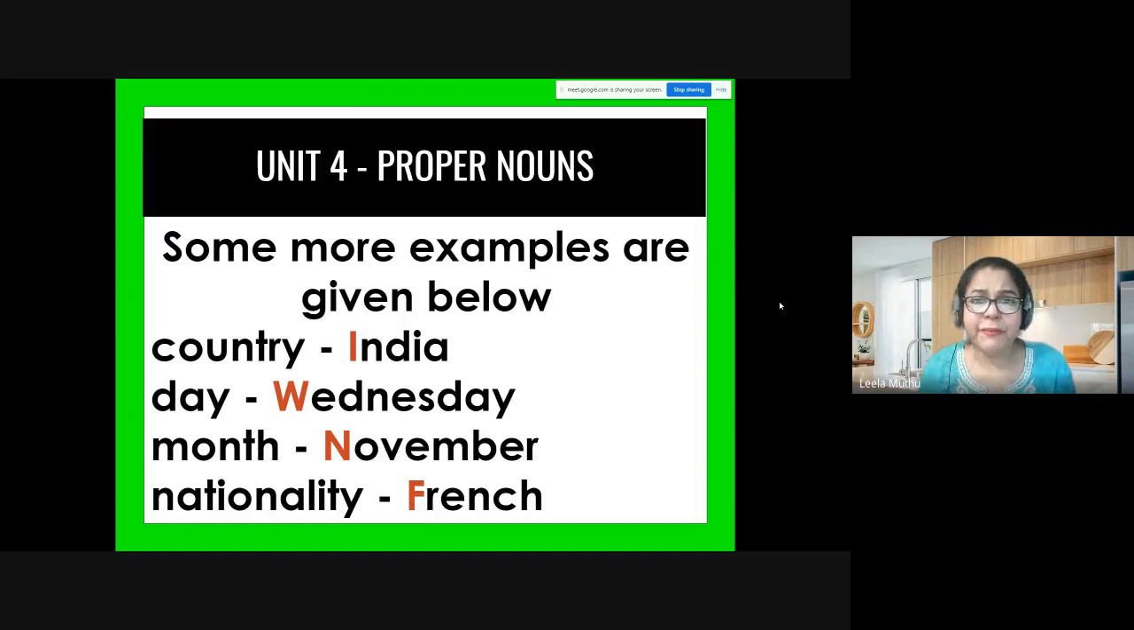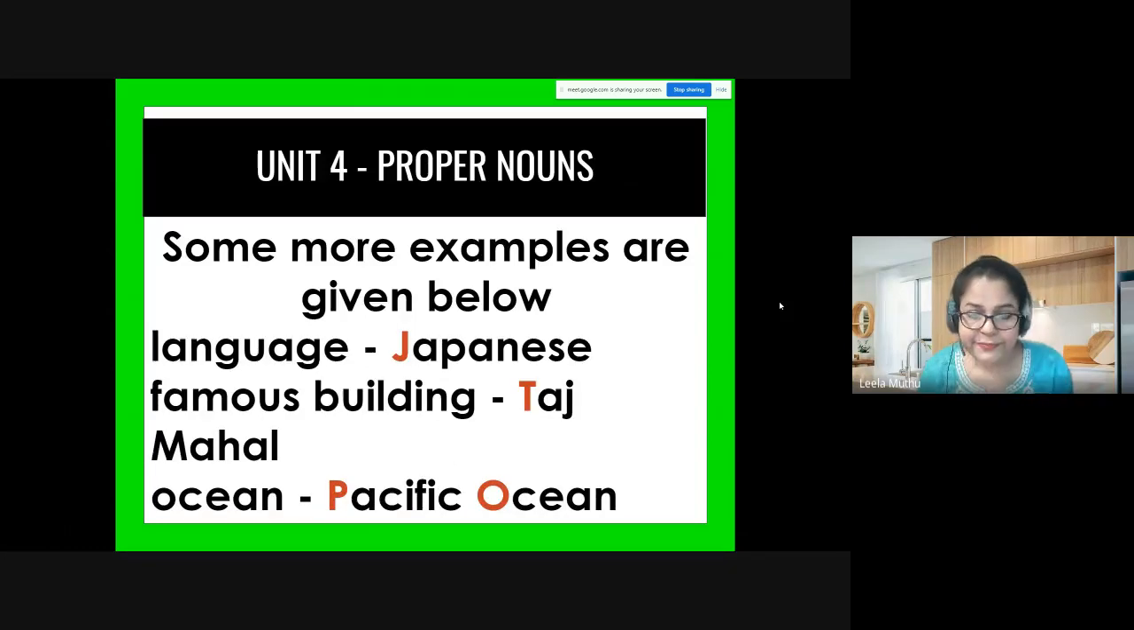Month, January, February, November, December, October, and so forth. Nationality, the country to whom a person belongs, is called his or her nationality. Indian, Russian, German, Japanese, Chinese, Italian, French, okay? All these are special names given to people belonging to different countries. Language, Japanese, French, German, Italian, Russian, Swahili, and Sinhalese, which is the language they speak in Sri Lanka.